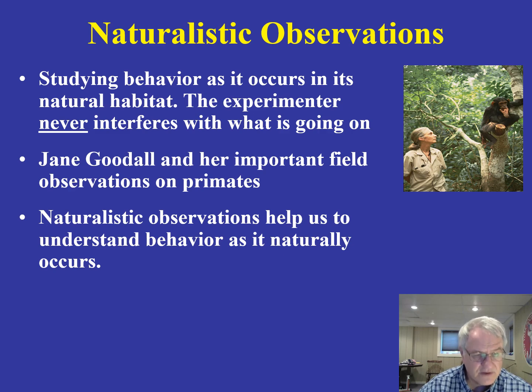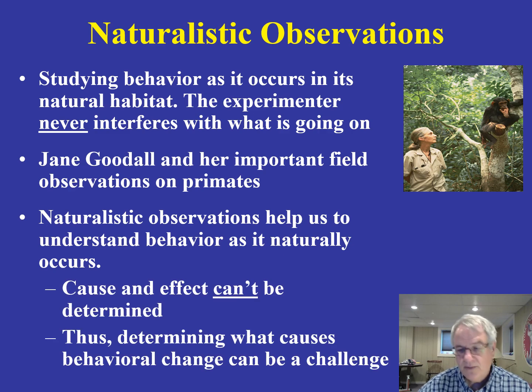Naturalistic observations help us to understand behavior as it naturally occurs, but you cannot determine cause and effect. You cannot determine what a behavioral change is due to, like in the case of these baboons that just suddenly left. You just don't really know why. So indeed, naturalistic observations are used in psychology all the time. For example, developmental psychologists studying young children might look through what's called a one-way mirror.